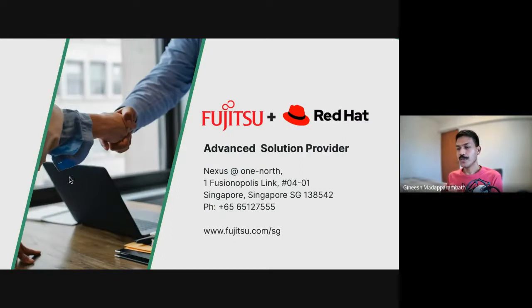So Fujitsu is an advanced solution provider for Red Hat. Whatever the solutions are, like Red Hat Ansible Automation, OpenShift, OpenStack, we are the partner here. You can always contact us; you can see the details here. We have deployed multiple use cases with Ansible and other products like OpenShift and OpenStack. But our focus is on Ansible here. Most of the solutions are based on complex IT automation.